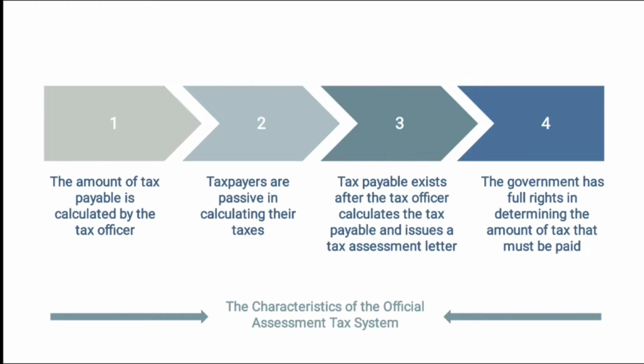The characteristics of the official assessment tax system. Number 1, the amount of tax payable is calculated by the tax officer. Number 2, taxpayers are passive in calculating their taxes. Number 3, tax payable exists after the tax officer calculates the tax payable and issues a tax assessment letter. Number 4, the government has full right in determining the amount of tax that needs to be paid.